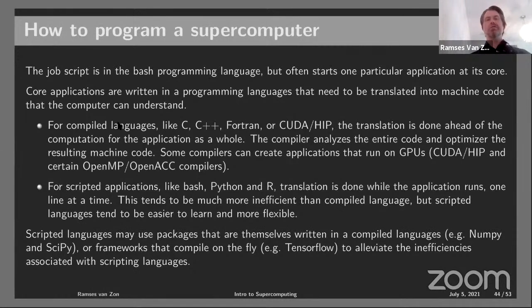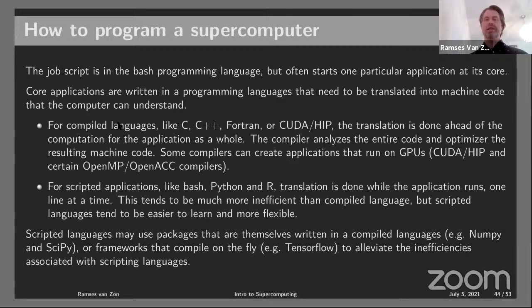That's for a number of reasons, but oftentimes your core application is written in a programming language that depends on what your field and what your particular computation needs. But it's going to be written in some sort of programming language that has to be translated into machine code. The computer can execute machine code. It can't execute Python. It can't execute C++. It can execute machine code. And so if you're looking at how you program a supercomputer, there's different options to do that.